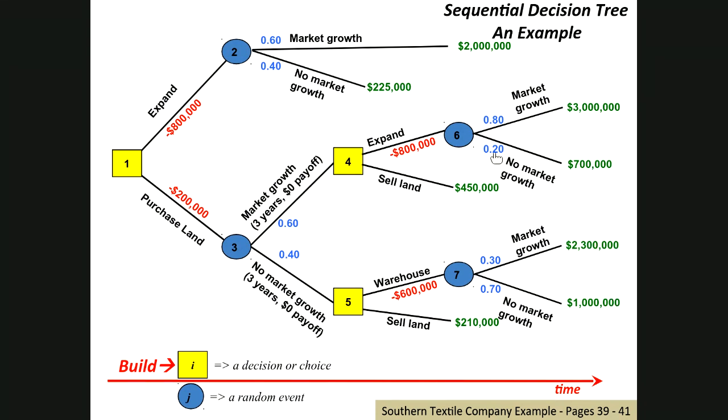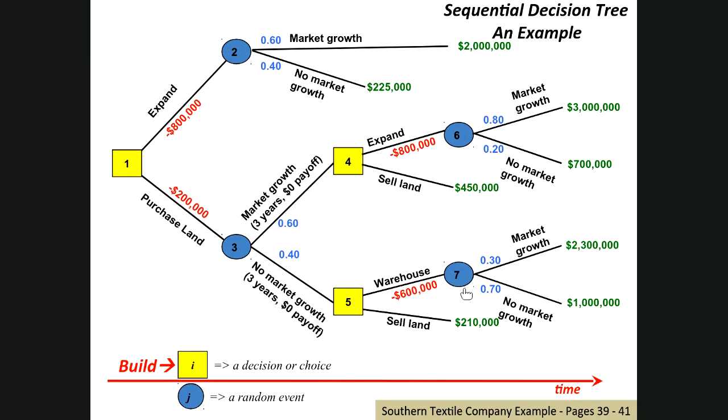If the market doesn't grow, you'll return $700,000. And down on the no market growth branch, if it doesn't grow in the first phase, you invest in the warehouse and it grows in the second phase, you'll return $2.3 million. But again, that's a very small chance, less than 50% chance that the market will grow. But if the market doesn't grow, you'll still return $1 million in this case.